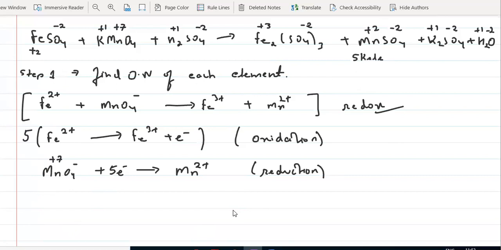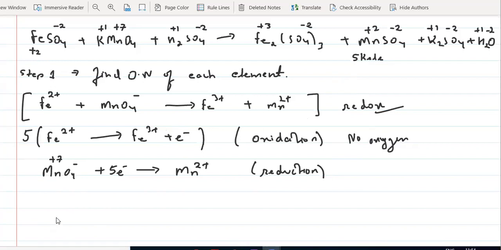Now second thing that we should do, after the electrons are balanced, is balance oxygen. In the first reaction, the oxidation reaction, no oxygen is there. But here oxygen is there, so we need to balance. Now tell me, is this an acidic medium or a basic medium? Acidic, very good.